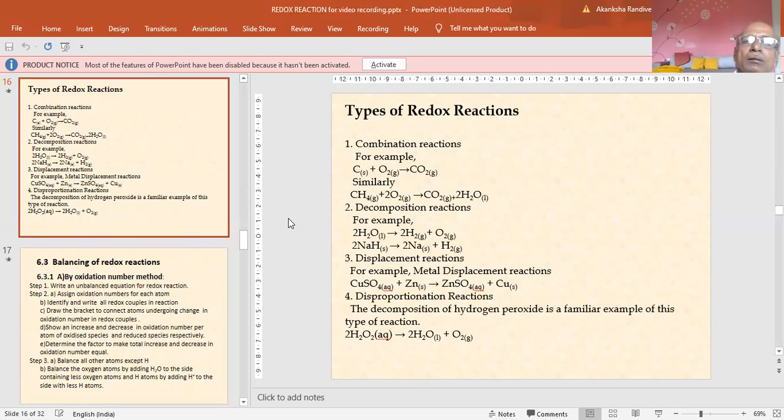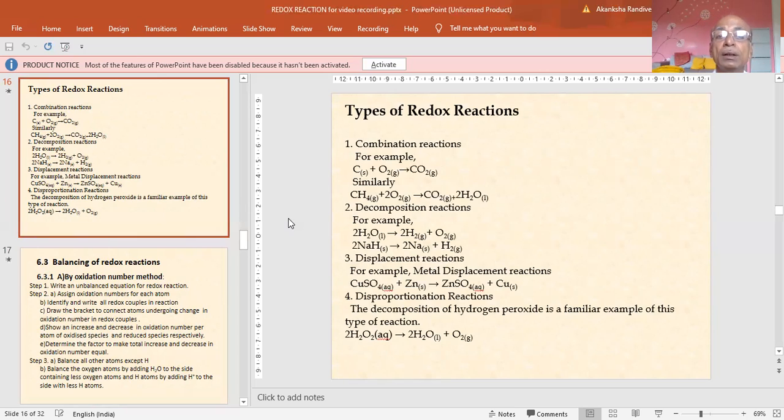Now take the second type of reaction, that is a decomposition reaction. Decomposition is the breaking of larger molecules into smaller ones. This reaction is called a decomposition reaction. Here is the example: H2O liquid on decomposition gives hydrogen and oxygen. The reaction can be represented as twice of H2O is equal to twice of H2 plus O2. So decomposition of H2O takes place.